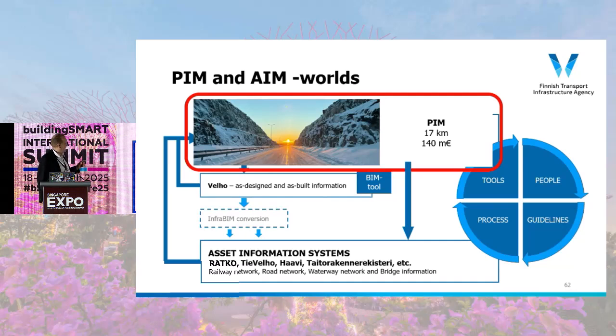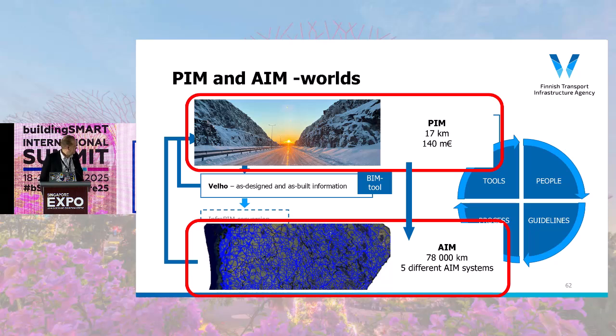The project information model is like that project, Kirri-Tikkakoski in Finland. It's 17 kilometers, 140 million euros. But it's a small number of people working a few years on lots of information. But then we have the asset information view. There's the road network of Finland, 78,000 kilometers. And we want information from Kirri-Tikkakoski to flow to the asset information system and vice versa.